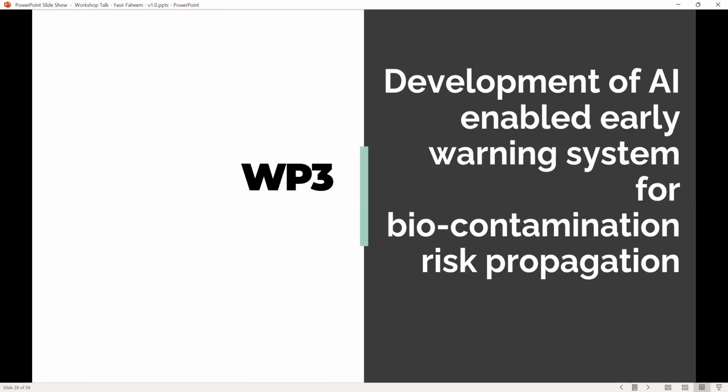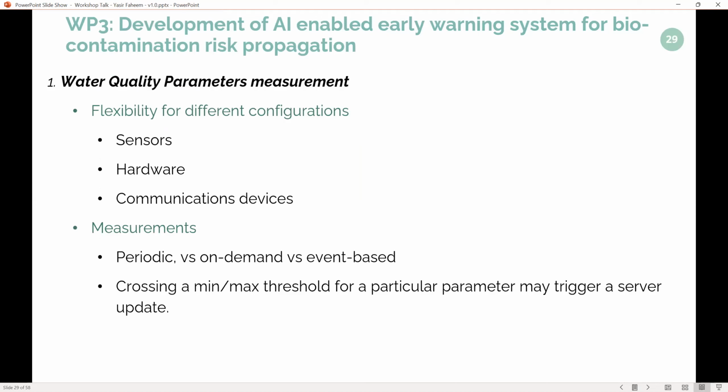Now, the main phase, development of AI-enabled early warning system for biocontamination propagation. I think you know the basics, so I will quickly skip through this. In order to measure water quality, okay, we need a set of hardware where we have a plethora of options. We can go for relatively high-end, more powerful devices like Raspberry Pi, in case we want to do some on-spot analysis, which in most applications is not required. So I suggest going for relatively low power, low capability devices like Arduino Mega and connecting sensors to that. I will quickly discuss the sensors available in the market and the set of communication technologies we have.